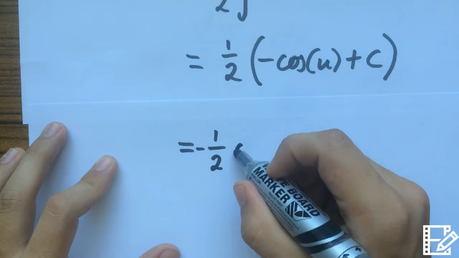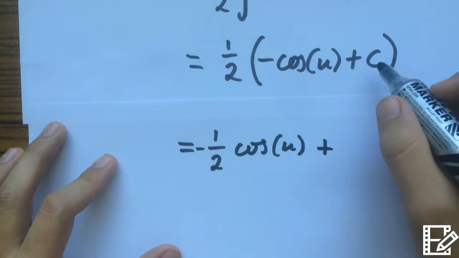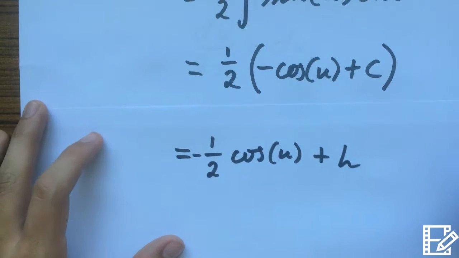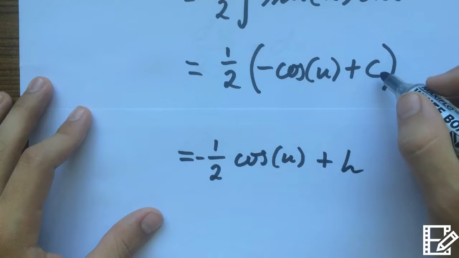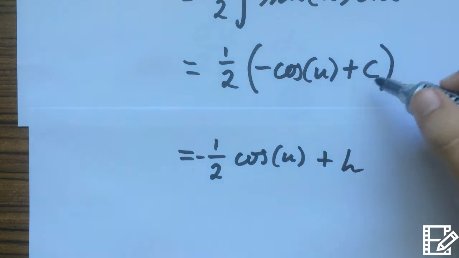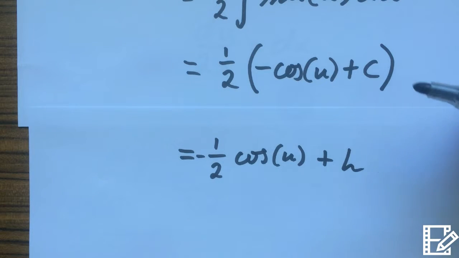Negative half multiplied by cosine of u plus a constant. I'm going to use a different letter, h. I used it in the other substitution video and explained why. I'll do that again. It's because we don't know what this is. We don't know if it's there or if it's not there. We just know that if we were to derive this, it would get rid of the constant. So when we integrate it, we need to put something there to show that there could have been a constant to begin with.